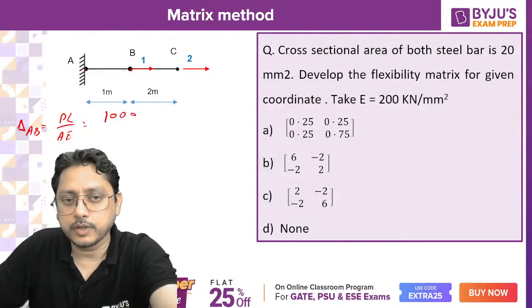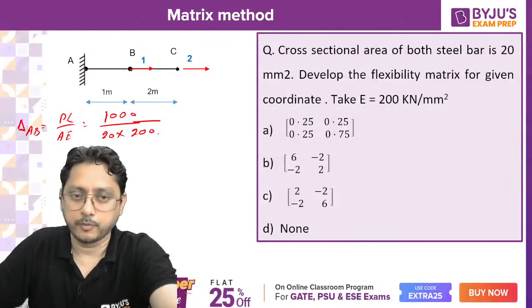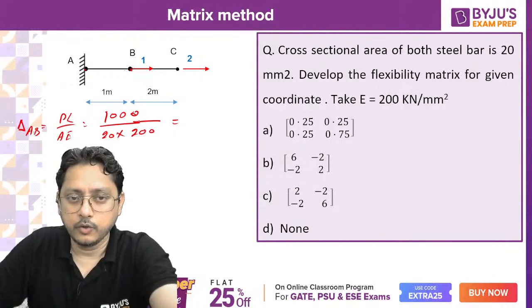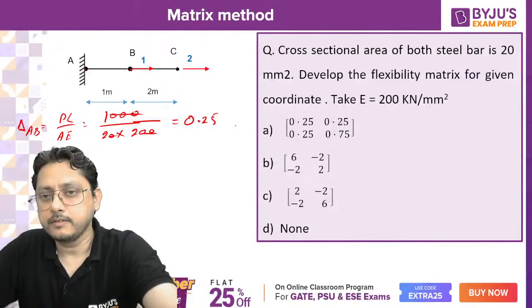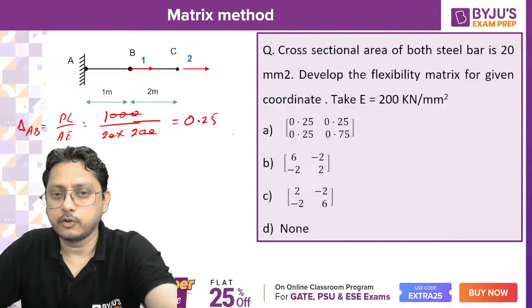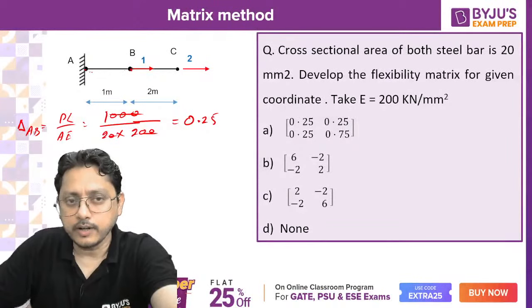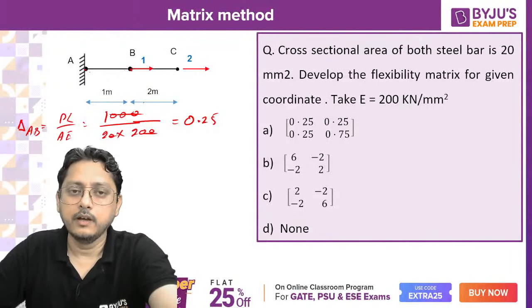it is 1000 mm, divided by the cross-sectional area, which is given as 20 mm square, then Young's modulus is given as 200 kilonewton per mm square. And you will get here 0.25 mm per kilonewton. That is your flexibility. No, actually this is the displacement for providing 1 unit load at B.